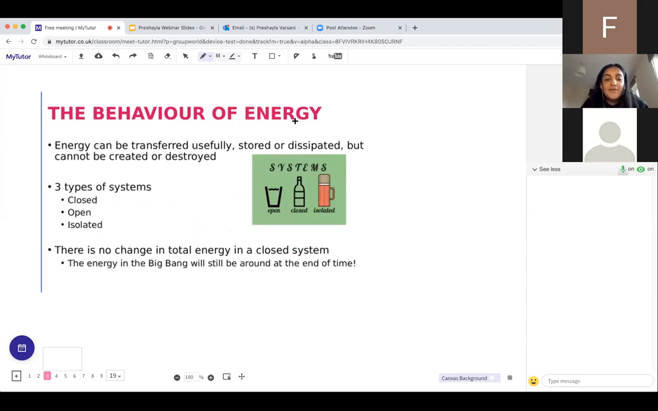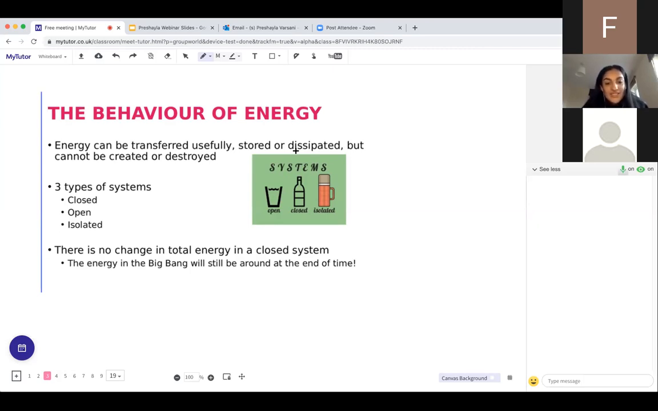Okay, so the behaviour of energy. We've already talked about the fact that energy can be transferred usefully, stored, or dissipated as waste energy, but it cannot be created or destroyed. So we need to know about three different types of systems and how energy behaves in those systems. So the three types of systems that we have is open, closed, and isolated.